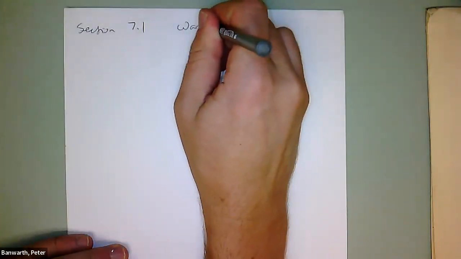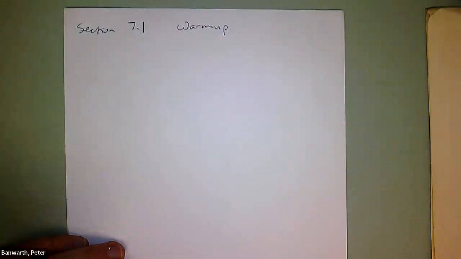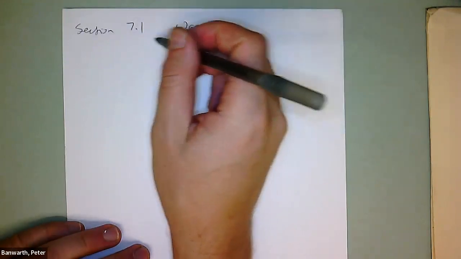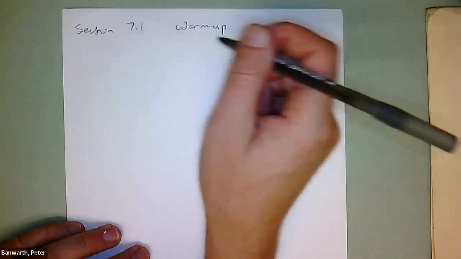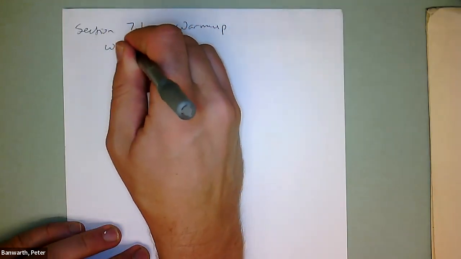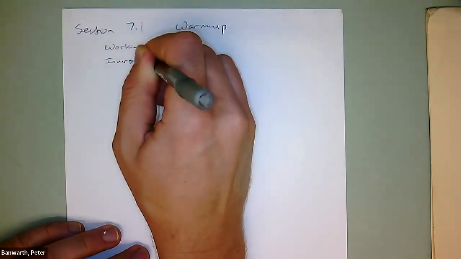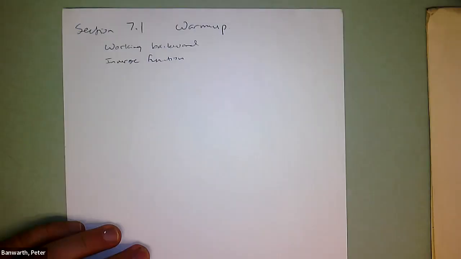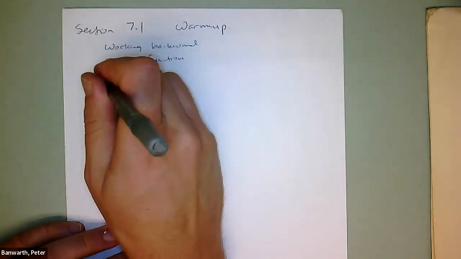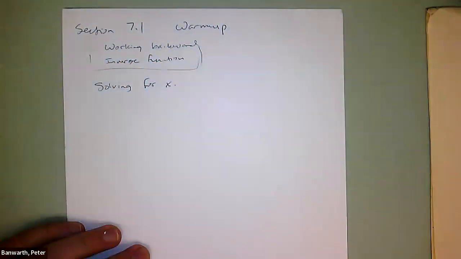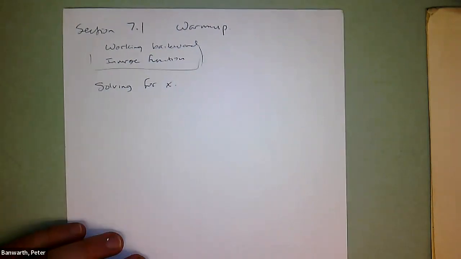All right, we are in section 7.1. We'll do the warm-up. And the thing I want you to keep in mind is section 7.1, there's a lot of fancy words. There's working backward, inverse function. This is just, all of this, it just means you're solving for x. So this section, you're just going to get a lot of practice at solving for x.